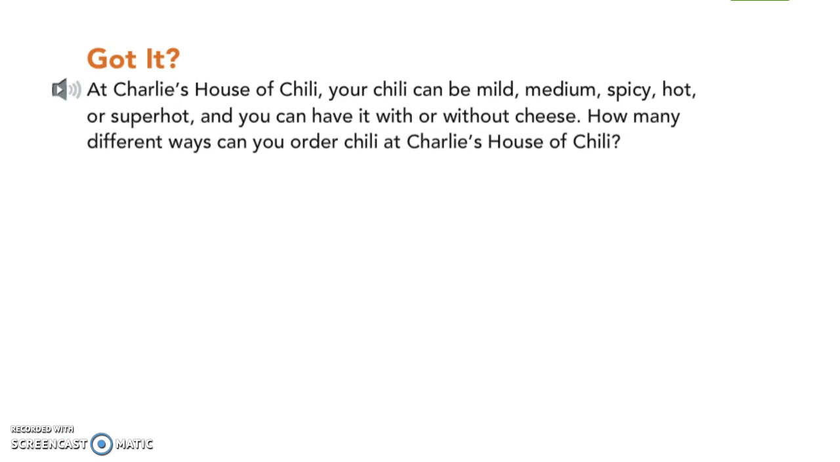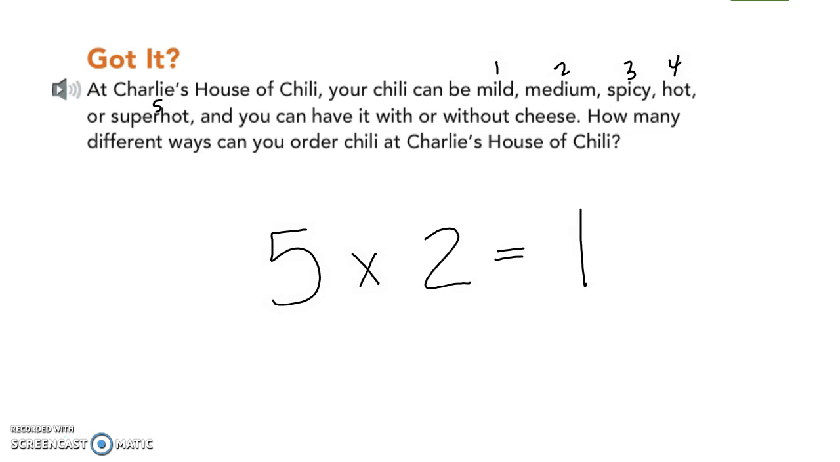We are choosing the heat of our chili and then the cheese of our chili. We have 1, 2, 3, 4, 5 heat choices, that's 5, that's my first decision, and then with or without cheese, that's my second decision, 2 choices there. So how many different combinations? 10 different outcomes. And I could list them out if I wanted to.